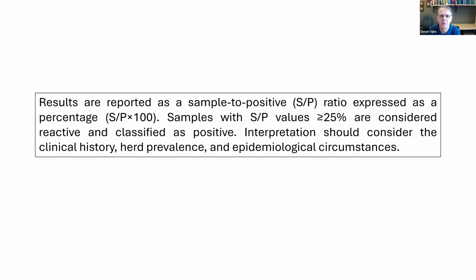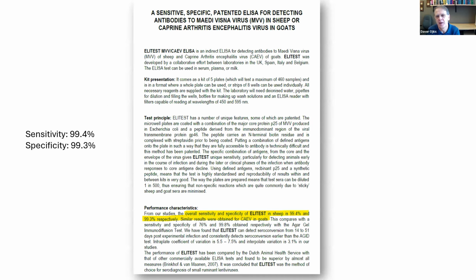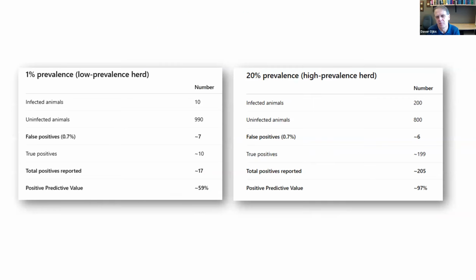Will this solve the problem with unexpected reactors, unwanted reactors? No, it will not, because the LE test manufacturer specified specificity is 99.3%, which is not bad at all. When you think of it, it's pretty high for an ELISA test. But what this means is that if you test 1,000 goats which are free, which are negative, you'll get 7 reactors.